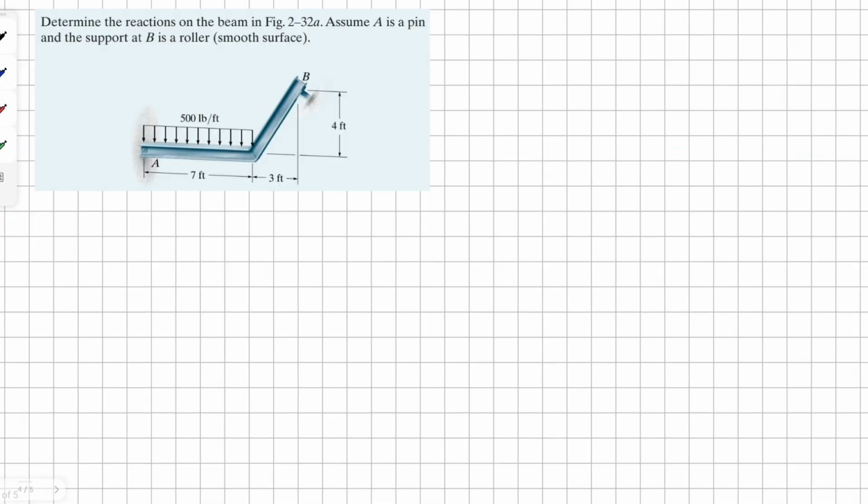Determine the reactions on the beam in the figure. Assume A is a pin and the support at B is a roller. Let's start by drawing our free body diagram.